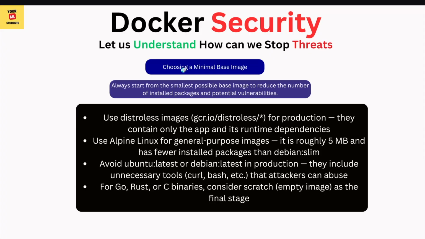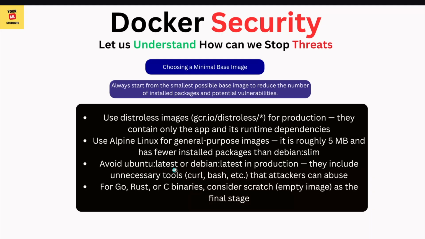First thing, choosing a minimal base image. Always start from the smallest possible base image to reduce the number of installed packages and potential vulnerabilities, because these packages contain the vulnerabilities. So try to use a minimal base image so that you don't have to install too many packages, and because of that you will not have too many vulnerabilities. Use distroless images for production. They contain only the app and its runtime dependencies. Use Alpine Linux for general purpose images. It is roughly 5 MB and has fewer installed packages than Debian Slim.